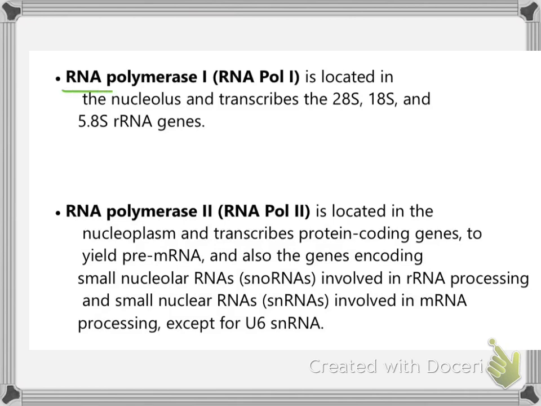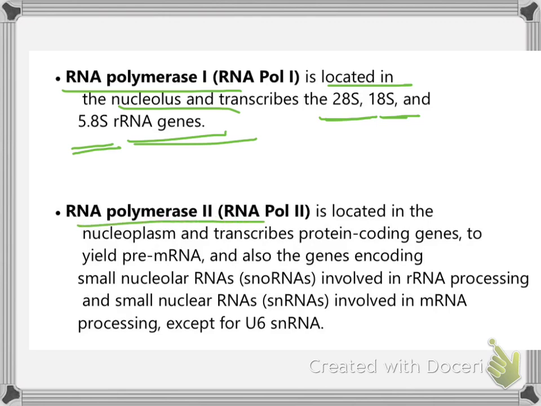First one is RNA polymerase 1, which is located in the nucleolus and transcribes the 28S, 18S and 5.8S rRNA genes.